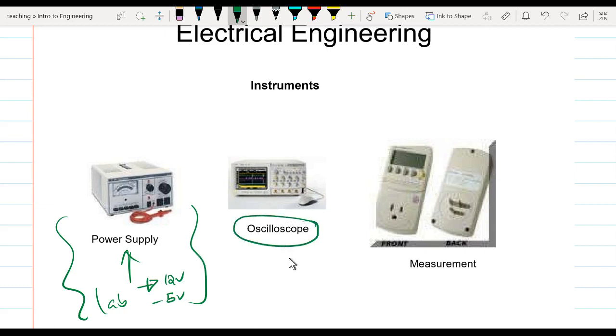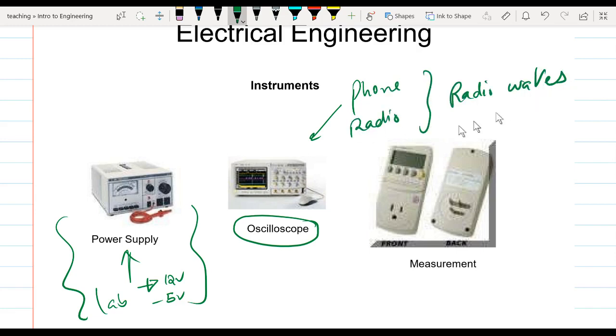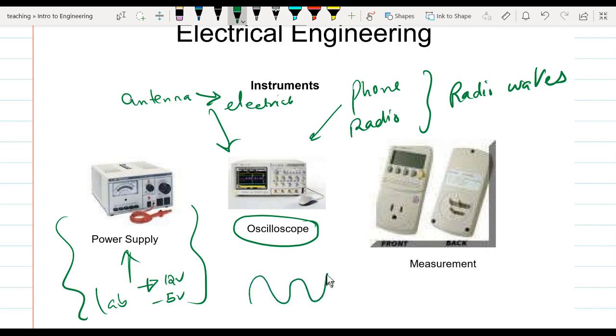Another instrument that you find in our labs is the oscilloscope. An oscilloscope is used for measuring signals. The straightforward example is your phone or radio, which receives radio signals or radio waves. Those radio waves are received by an antenna, which converts them to electrical current or voltage. This can then be measured by an oscilloscope, which gives you a sinusoidal or other kind of signal that has been received by the antenna. That is a product electrical engineers are always dealing with.